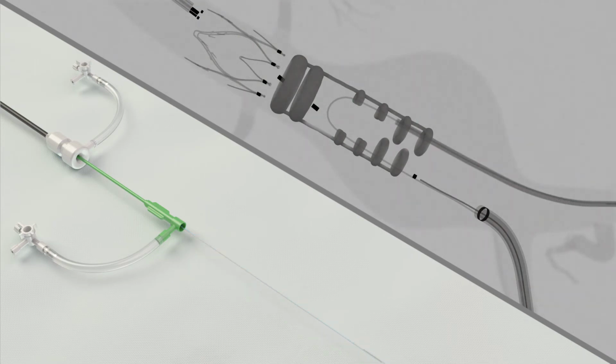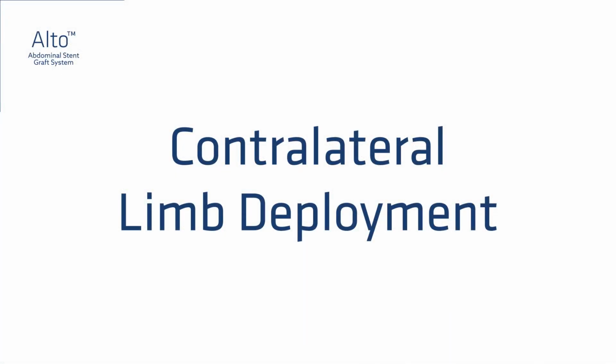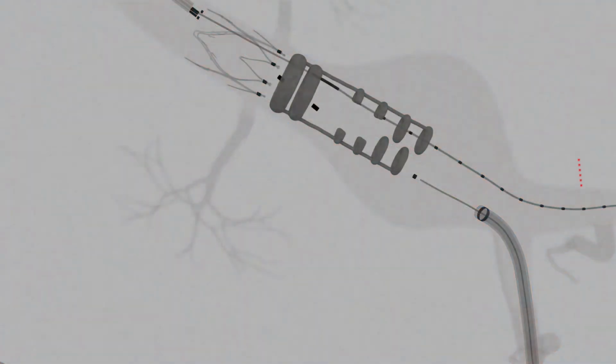Insert a buddy guide wire into the aortic body leg and advance proximally. Retract the wire within the crossover lumen through the ipsilateral side. Remove the sheath on the contralateral side. Use a marker catheter to confirm the required length of the contralateral limb.